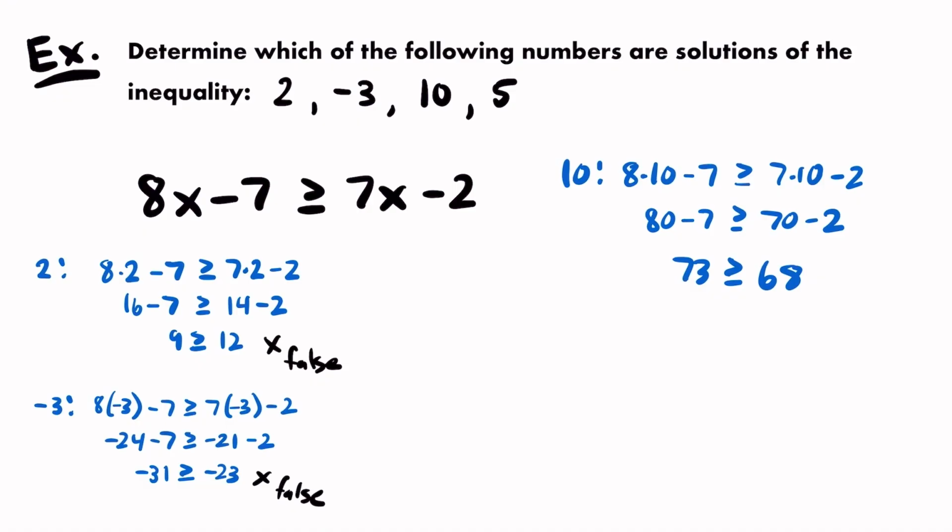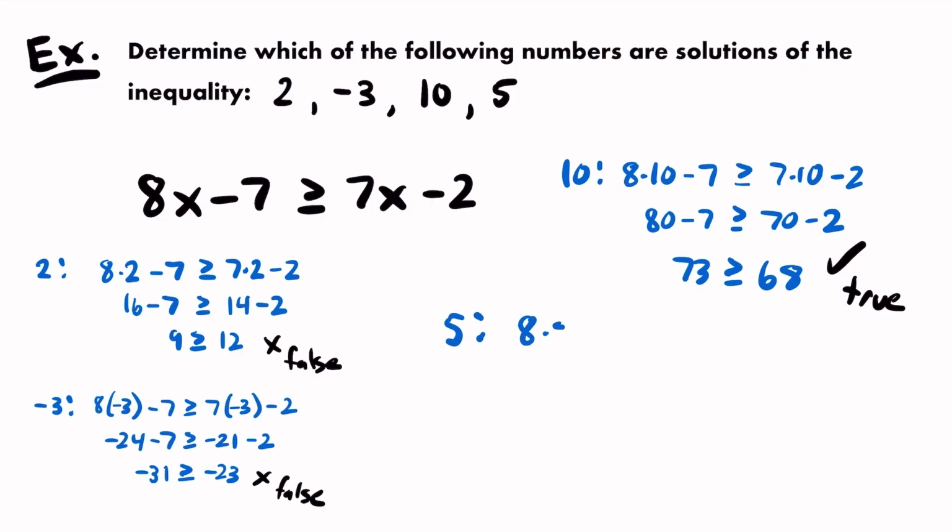And that is a true statement, right? 73 is greater than 68. And so we can check that off. That is true, which means that 10, specifically positive 10, is a solution to this inequality. It would be included in its solution set. All right, and so that leaves us with just one more number to check, and that is positive 5. So let's see what happens if we substitute 5 in for each of these x's.